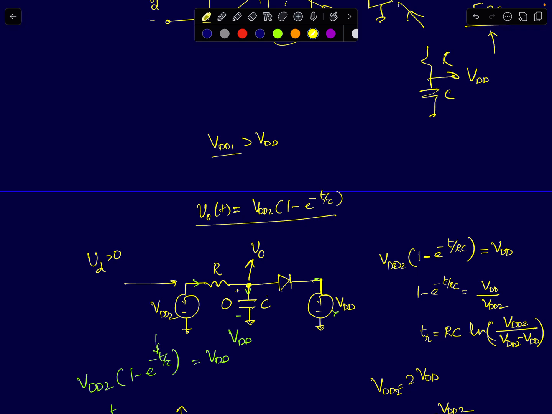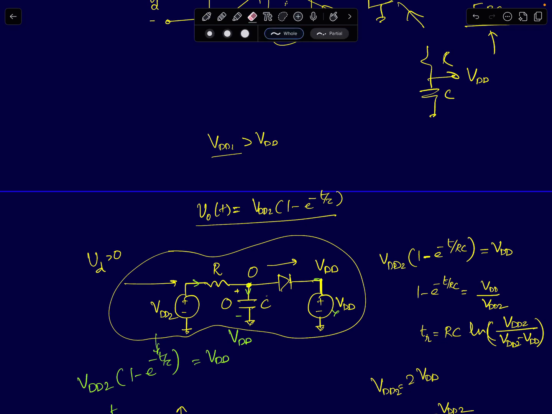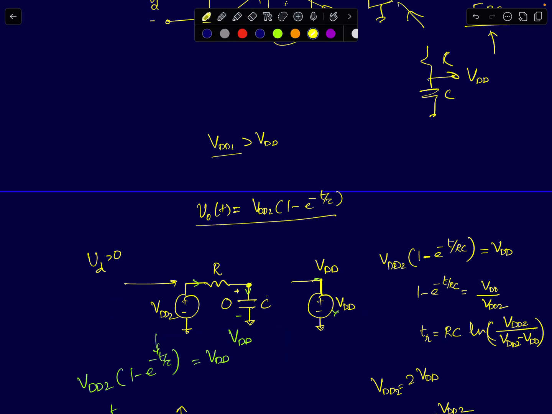If I assume this node voltage is at 0, and I'm assuming that for charging the transistors are not active, the circuit is just this much during the charging process. So initially this node will be at 0 volts, this node is at VDD volts, and therefore this diode is cut off. So I am left with a simple first order RC circuit with a DC voltage source of VDD2 volts.